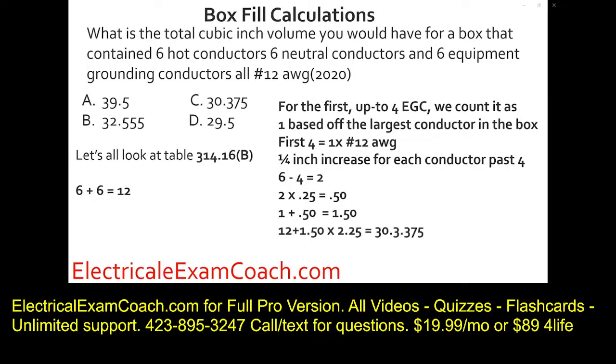We need to add that back to the 12. So we take our 12 plus our 1.50. Then we multiply that by the individual volume for a number 12, which is 2.25. And we end up with 30.375.